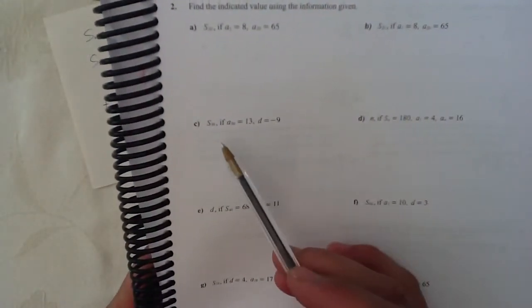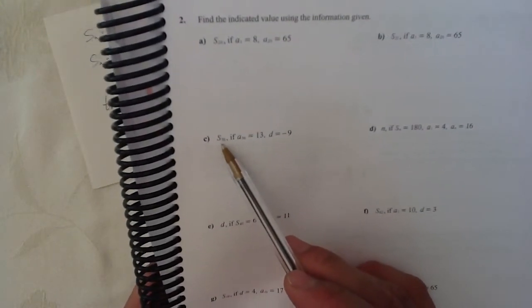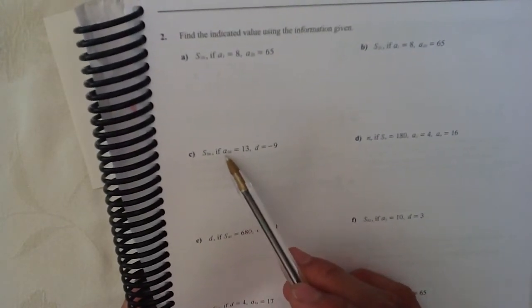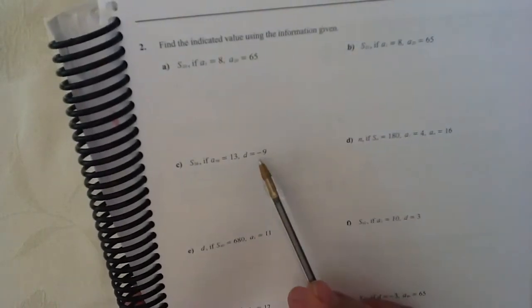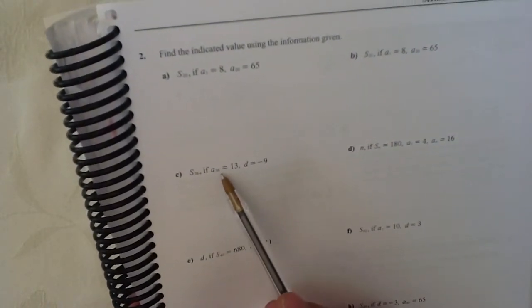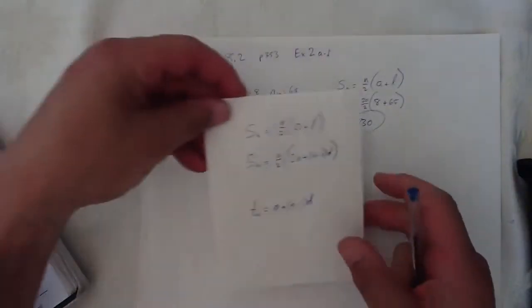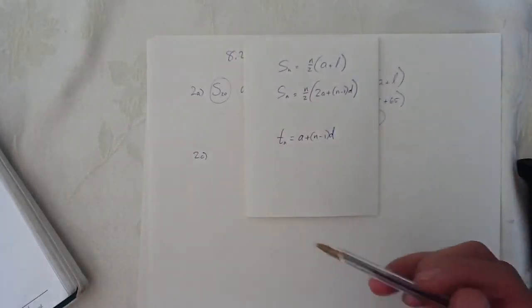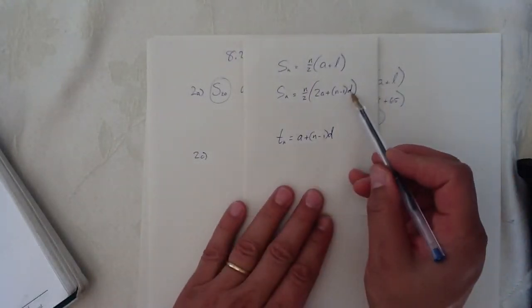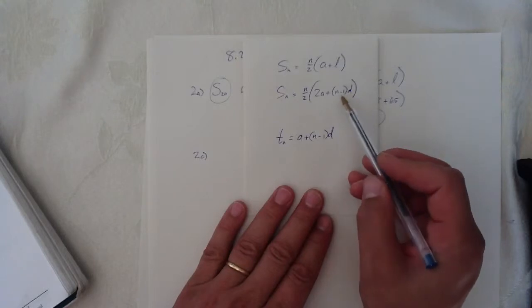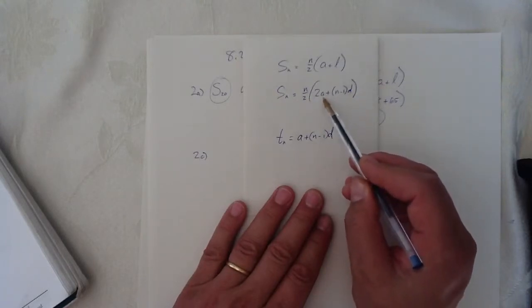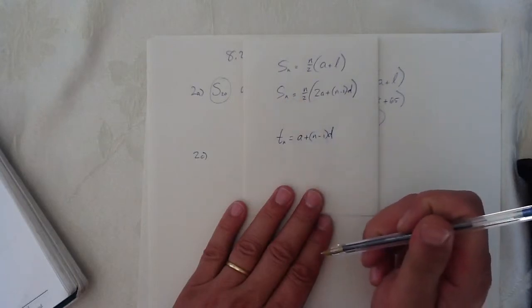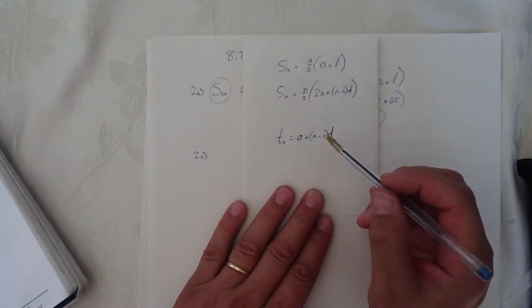2c is asking for the sum up to the 56th term, if the 56th term equals 13 and d is negative 9. So now they're giving us d, they're giving us the 56th term, and they're asking us for the sum. So, looking at our toolkit again, they've given us d. We know that there are 56 terms, so we know what n is. We do not know what a is. We do not know what the sum is. So, we know d.